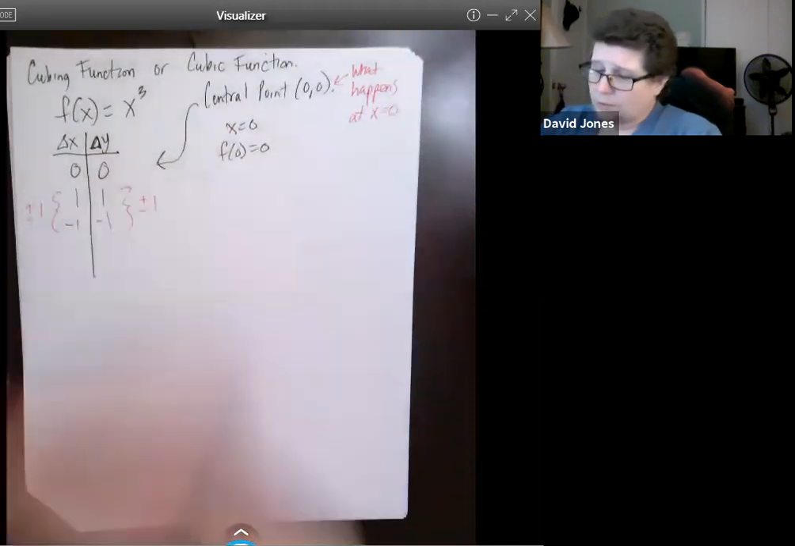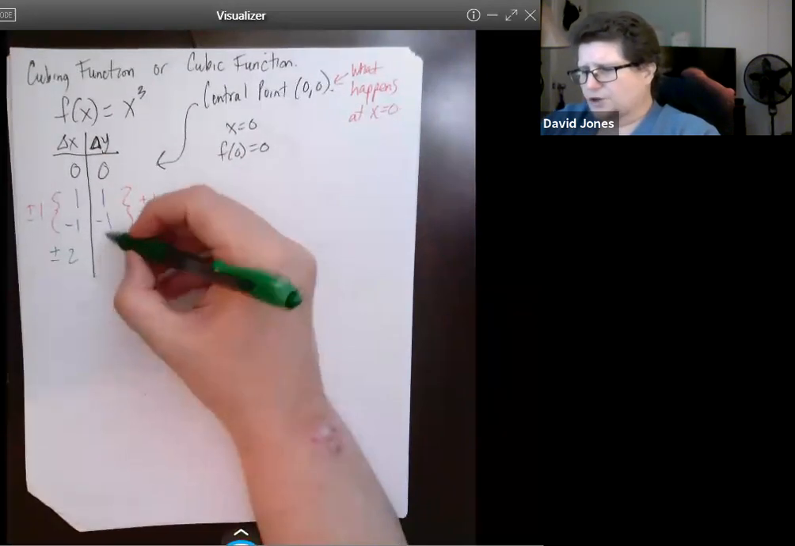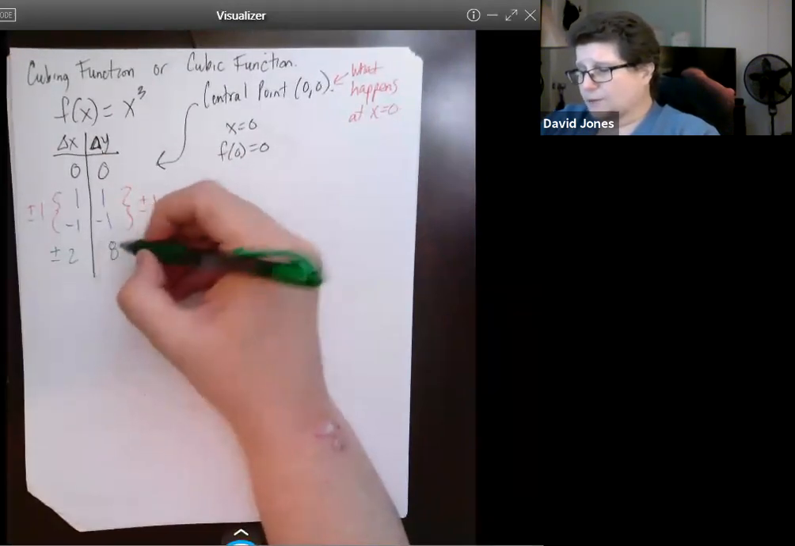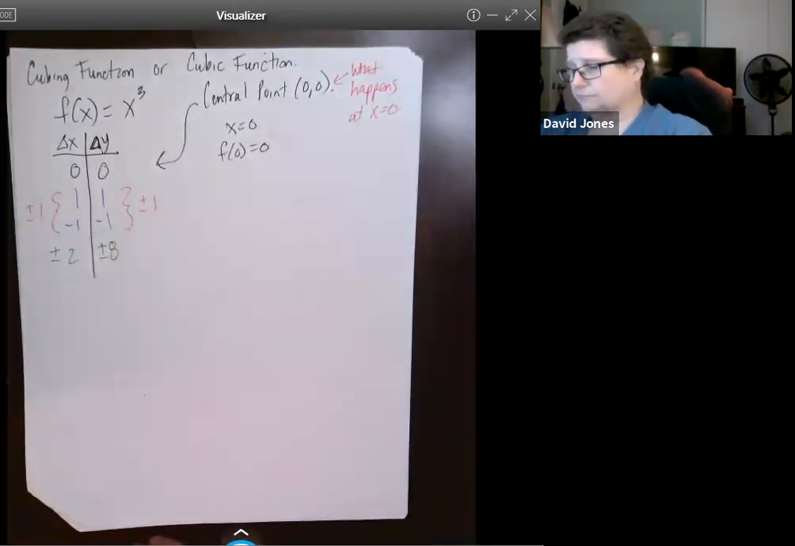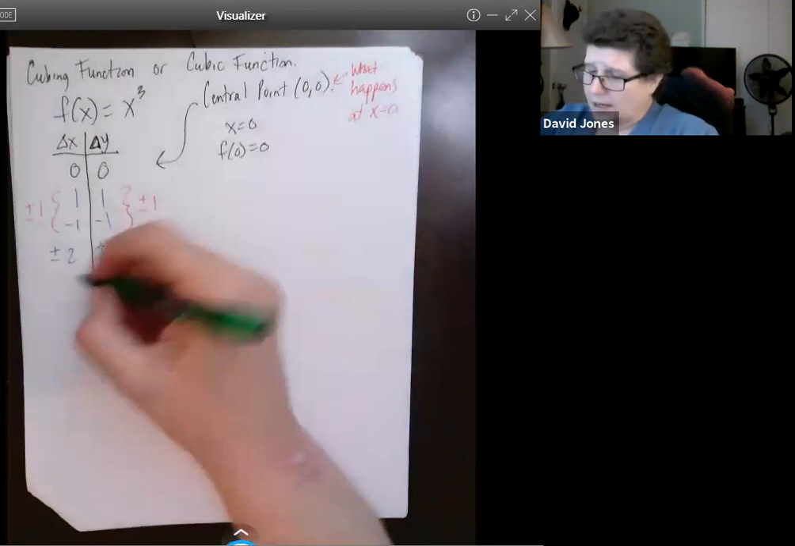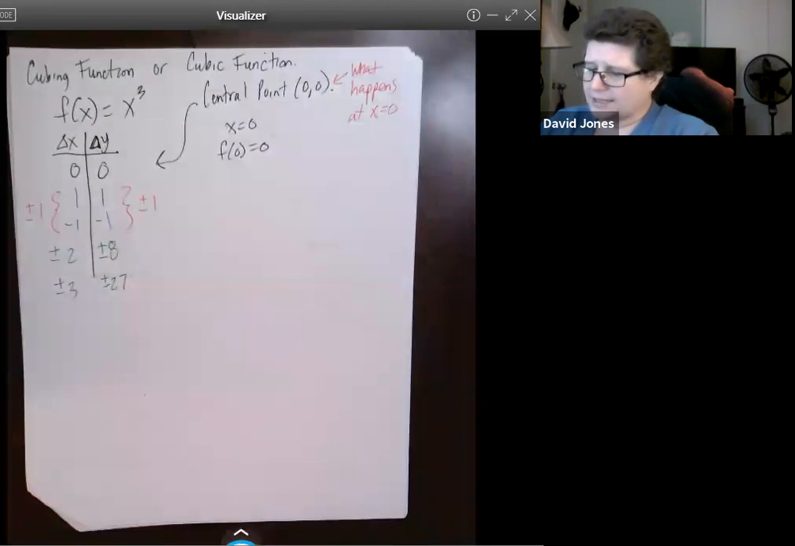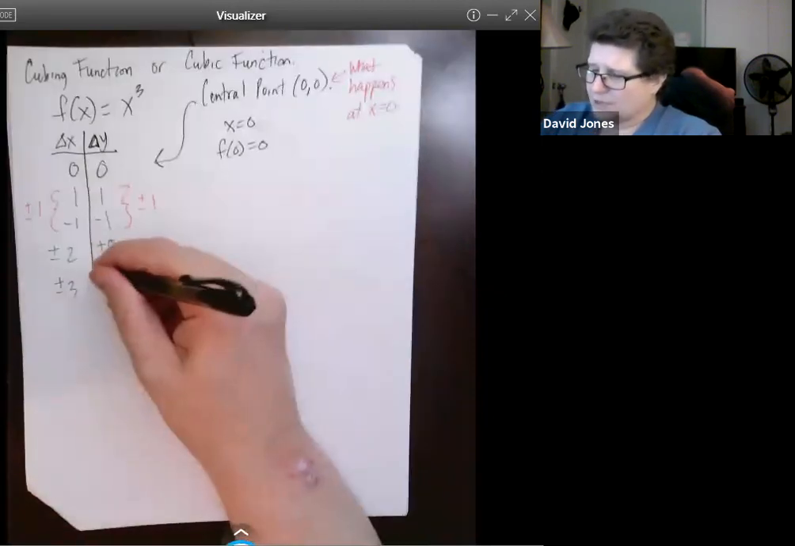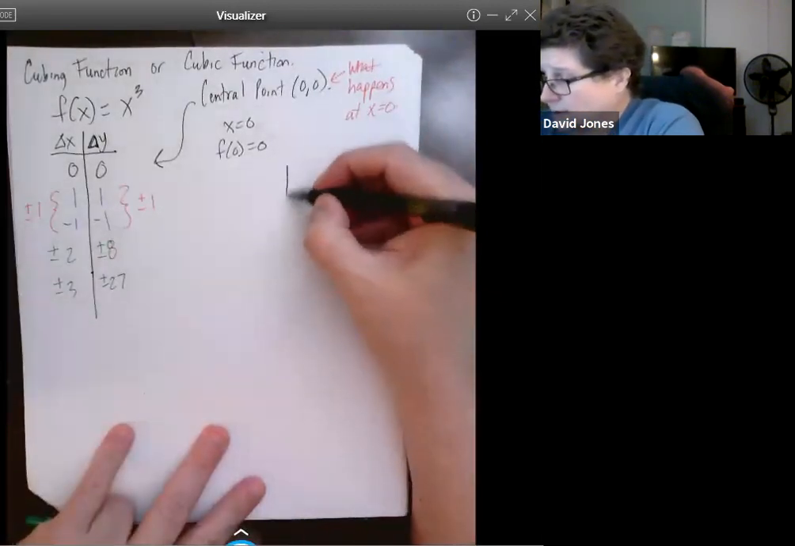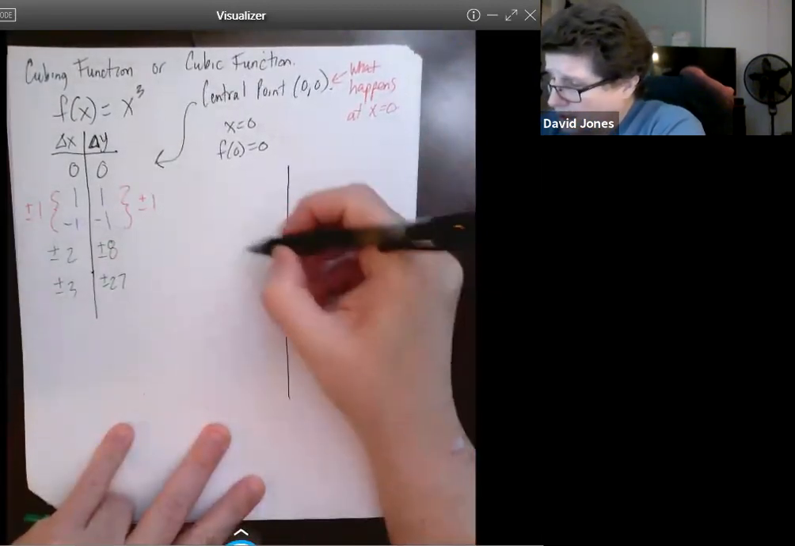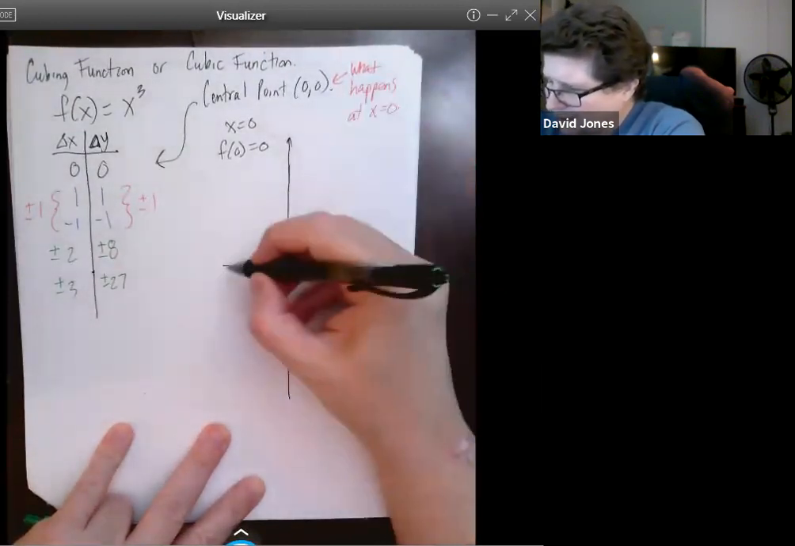Similarly, if I plug in plus or minus 2, 2 cubed is 8. If I do the positive version, I get positive 8. And if I do the negative version, I get negative 8. And if we do plus or minus 3, 3 cubed is 27. Now, that's where it starts to get unmanageable. So notice y gets really large, not very far from x.